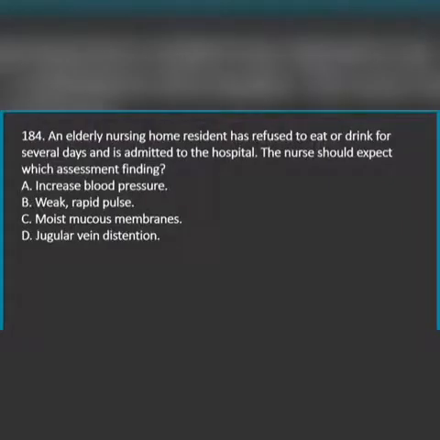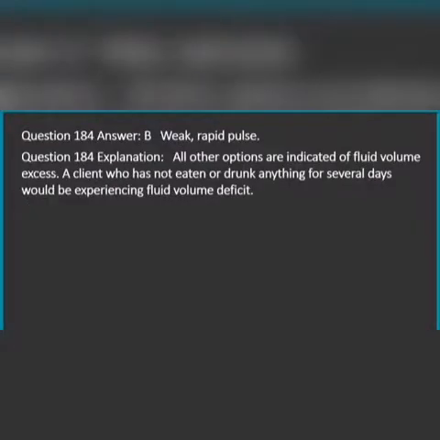Question 184. An elderly nursing home resident has refused to eat or drink for several days and is admitted to the hospital. The nurse should expect which assessment finding? A. Increased blood pressure. B. Weak, rapid pulse. C. Moist mucous membranes. D. Jugular vein distension. Question 184. Answer. B. Weak, rapid pulse.